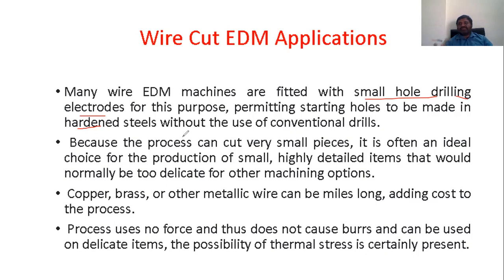That is the unconventional machining process. We are using some form of energy here. In this way, we can machine very small pieces, and it is an ideal choice. We can also go with other, too delicate machining operations, and we can go with brittle material also, even copper, brass, and other materials. It does not cause burrs, but a recast surface can be formed here, and thermal stress is certainly present.